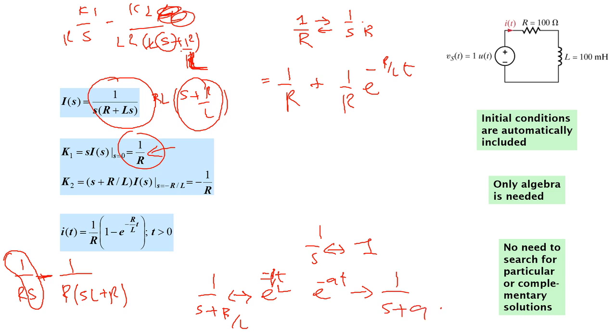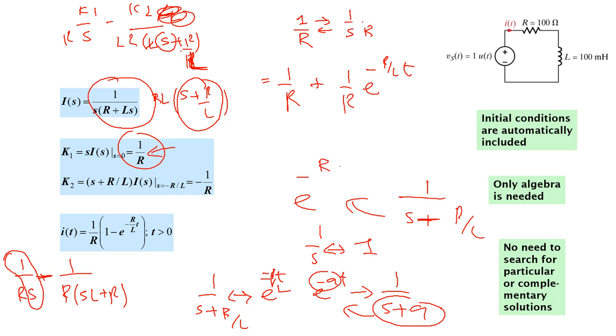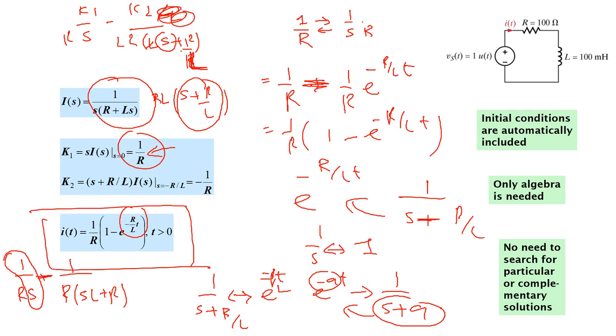So 1 over s plus a would have an inverse Laplace transform of e power minus at. So we are having s minus r by l. इसका Laplace transform क्या होगा, inverse Laplace minus 1 over r by l t. So वो हमने यहाँ पे replace किया, and now we can take this 1 over r common. So 1 over r 1 और यहाँ पे minus था, sorry, minus e power minus r by l into t. So this thing is similar to this thing.